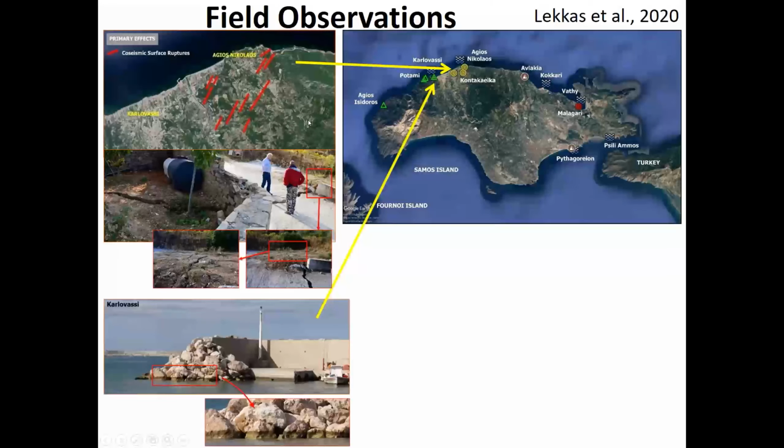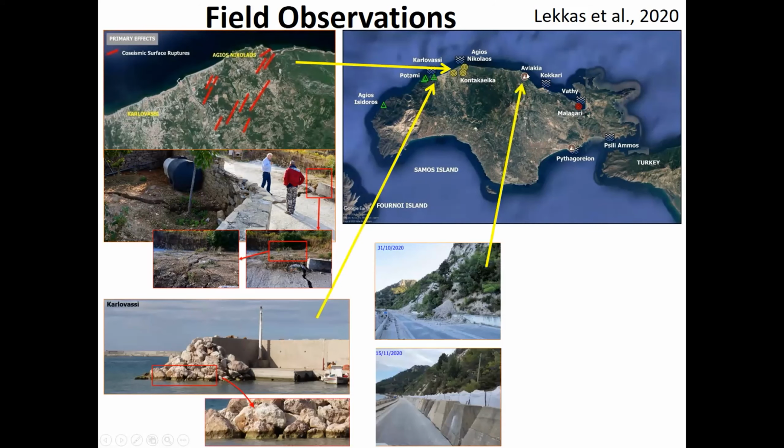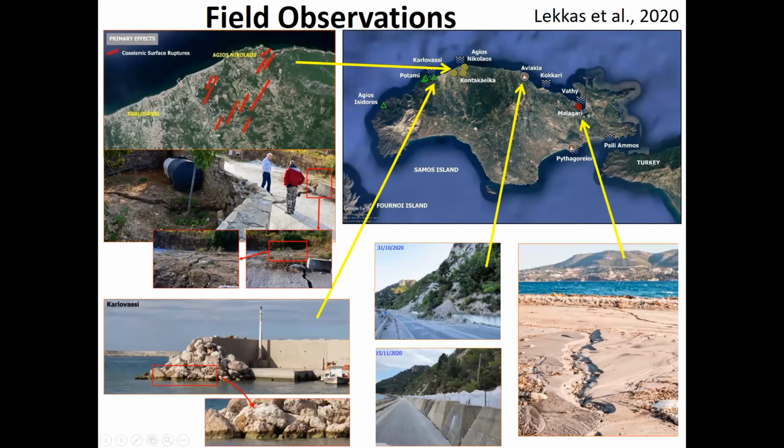Plus, we have permanent uplifts detected near Karlovasi. Also, we have mass movements. Here is an example in the Ablaki region, where you have a steep slope, and liquefaction features have also been identified on Samos Island.